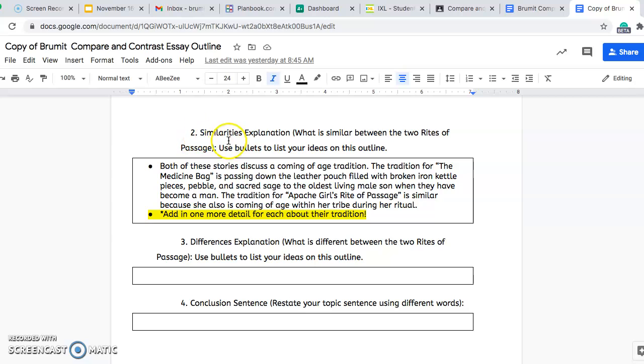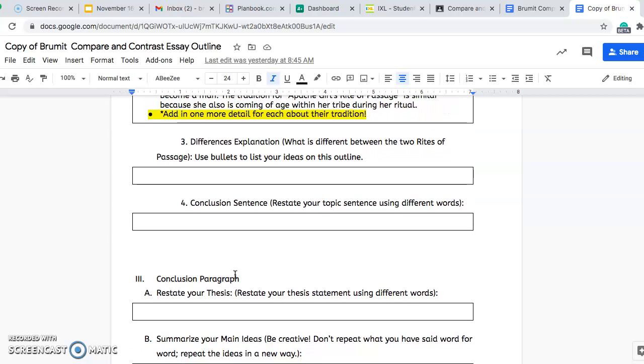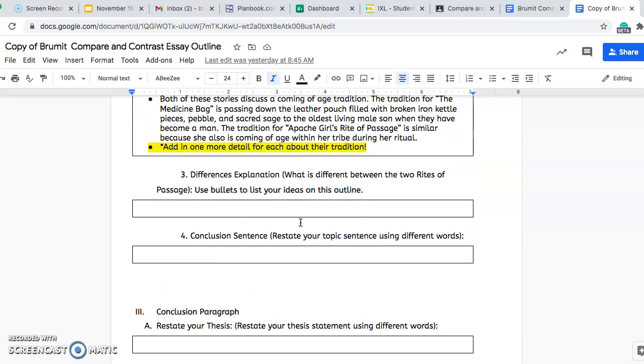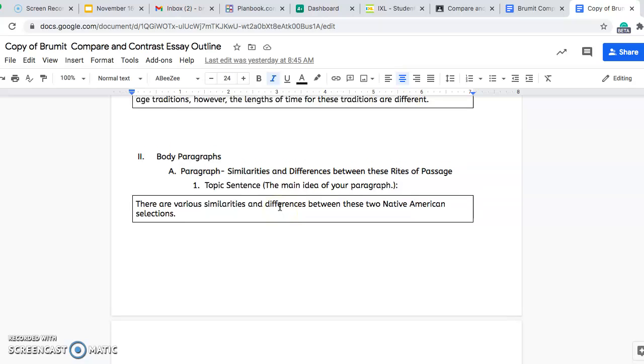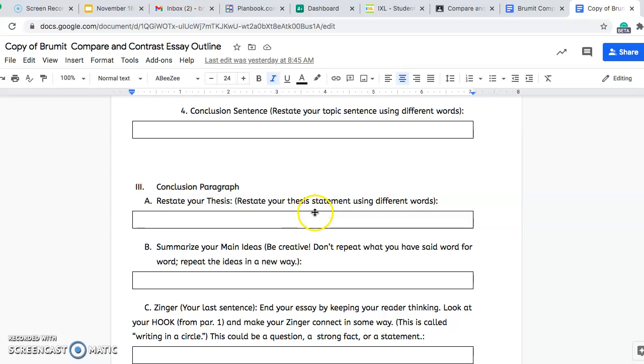So as we go through here, we are going to look at the similarities explanation. So we're going to not only say that they're a coming of age tradition, but explain why and what goes on with it. Okay. And I asked for a little bit more detail about their tradition for this one. The differences explanation, you're just going to explain how these selections were different. And then you're going to restate your topic for the conclusion sentence in different words. Okay, so make sure you use different words for that.